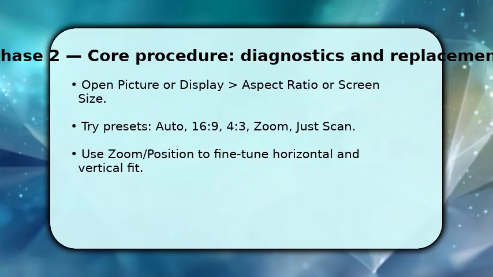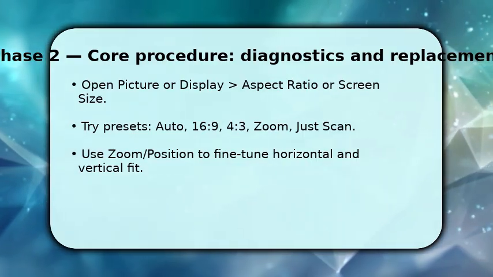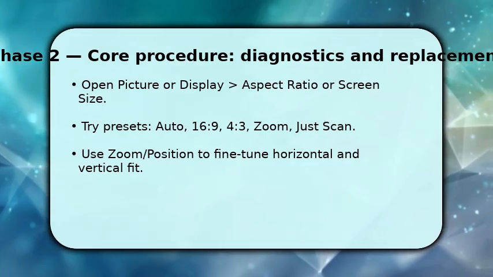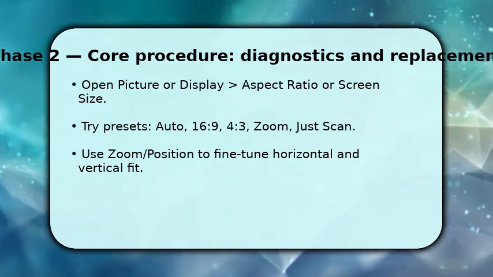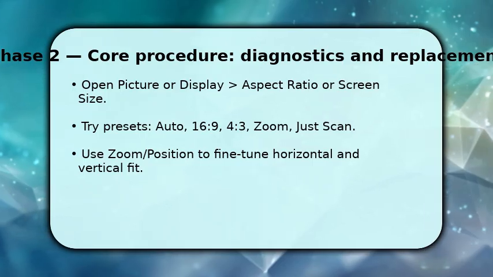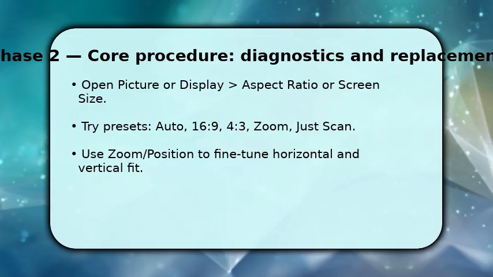You now navigate to picture or display, then find aspect ratio or screen size. Menus may call it scaling. Select a preset like Auto, 16:9, or 4:3 to see immediate effect. Auto usually respects broadcast metadata, while 16:9 forces widescreen.